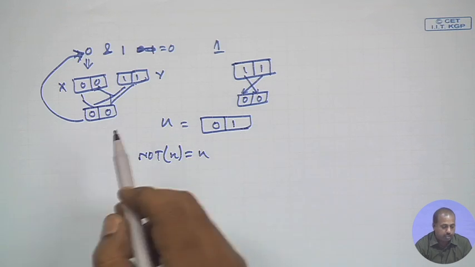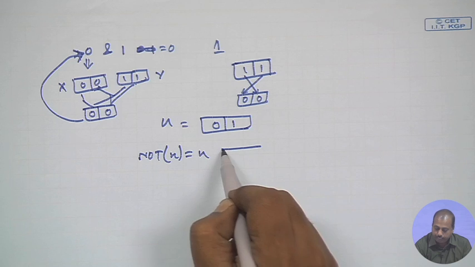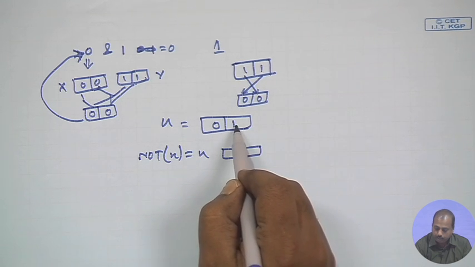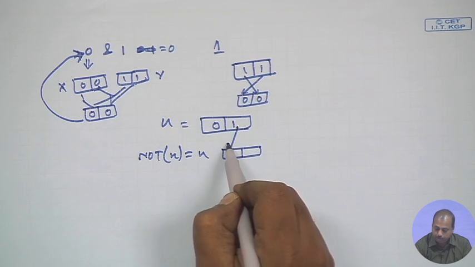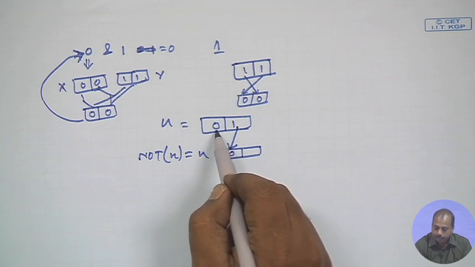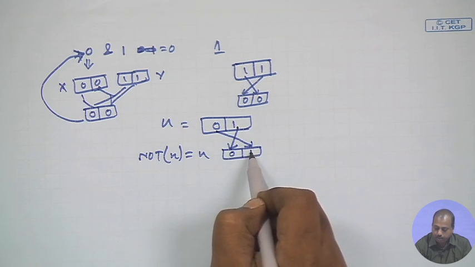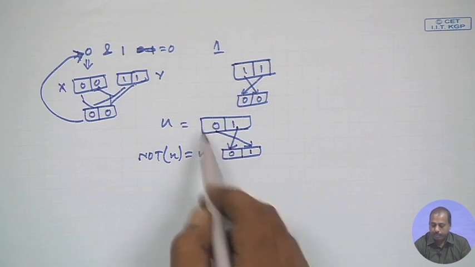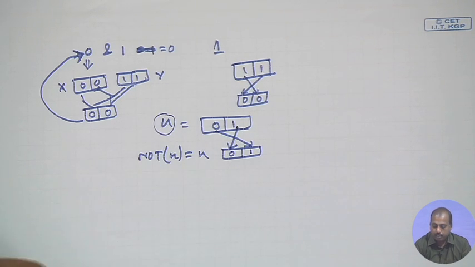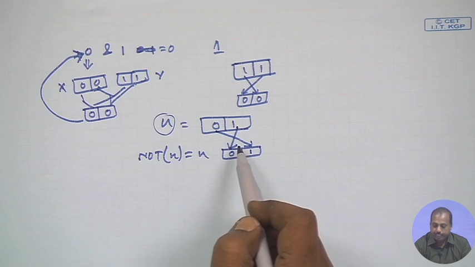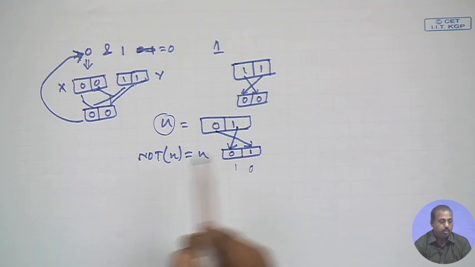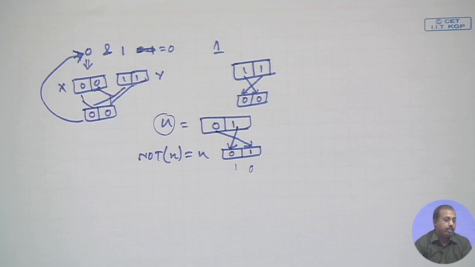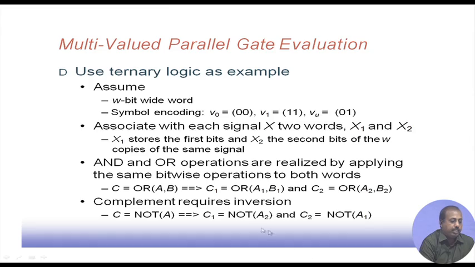As per this rule, for getting the NOT of this symbol, the second part should take the invert and put it in the first position, and the first part should take the invert and put it in the second position. By doing this I get the pattern 0 1, which is the representation of unknown. If I do it directly, there is a problem, because I will get 1 0, and 1 0 does not have any counterpart in the ternary logic symbol encoding that we are following here. So, the AND and OR operations can be realized by applying the same bitwise operations to both the words.